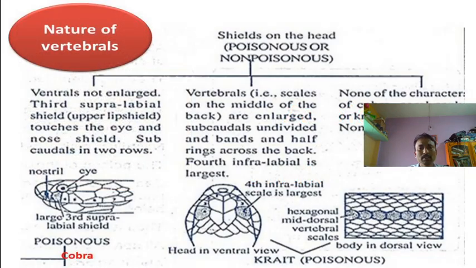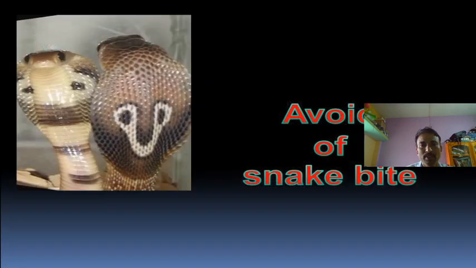Along with this, another feature is the nature of the tail. In the poisonous snake, the tail may be flat or rounded and blunt. But in the non-poisonous, the tail is long and pointed. On the basis of the tail, we differentiate the poisonous and non-poisonous.